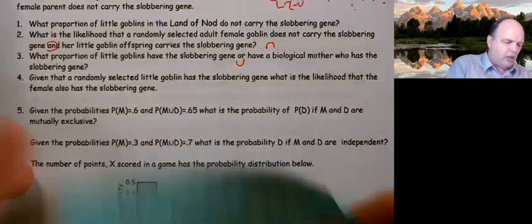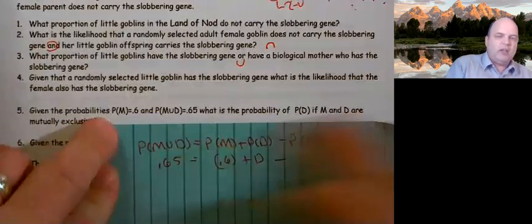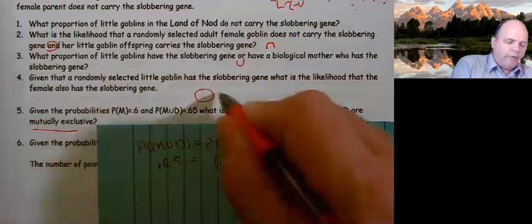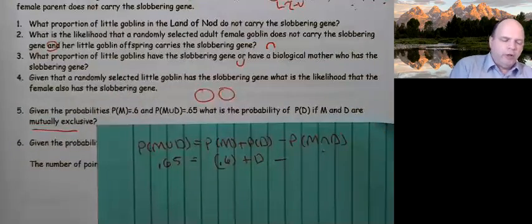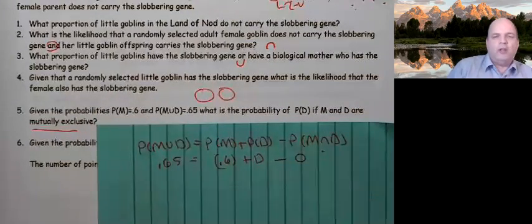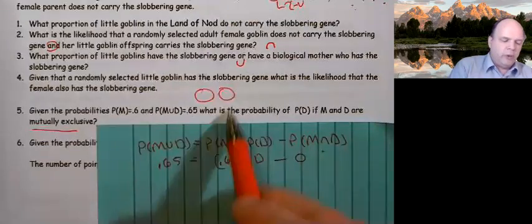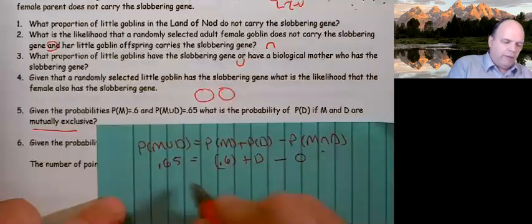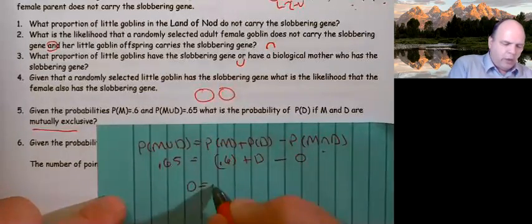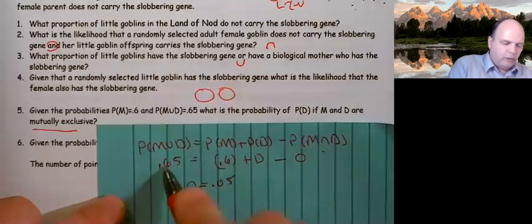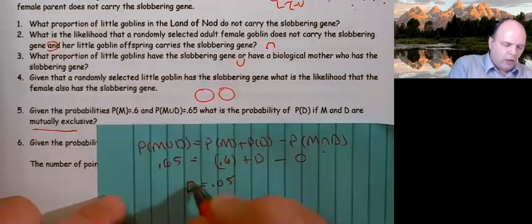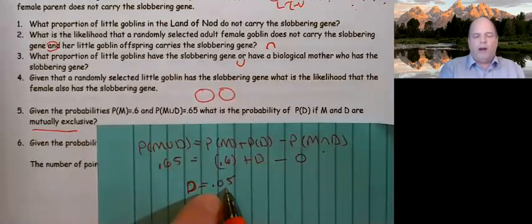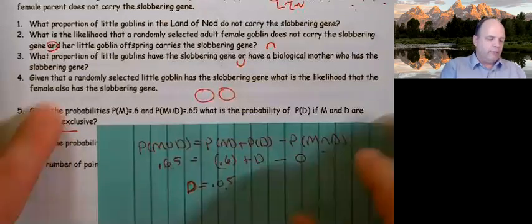But they gave us a hint, a big one actually. They said mutually exclusive. Mutually exclusive means we have no overlap, which means we have no intersection. So my intersection in this case is 0 because there's no intersection here. And so then when I subtract that out, I find out that D just equals 0.05. D equals 0.05. 0.65 minus 0.6 gives me 0.05. All right, so that's number 5.